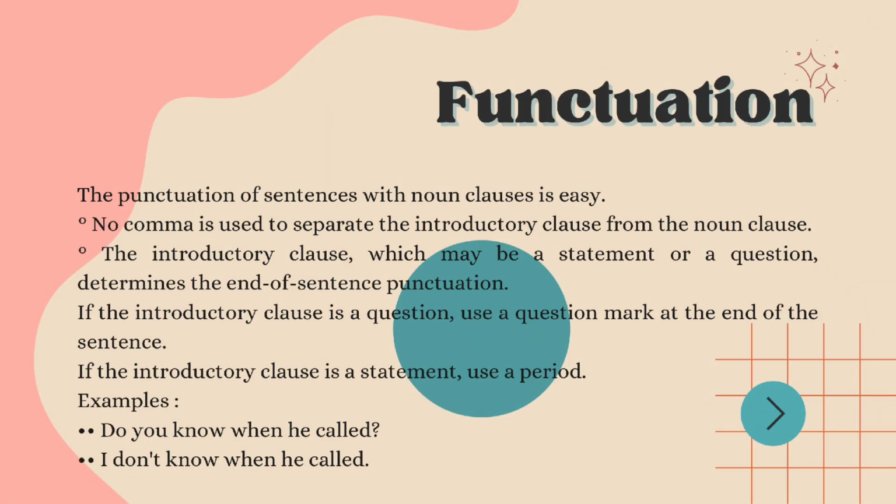Punctuation. The punctuation of sentences with noun clauses is easy. The first is no comma is used to separate the introductory clause from the noun clause. And the second is the introductory clause, which may be a statement or question, determines the end of sentence punctuation. If the introductory clause is a question, use a question mark at the end of the sentence. If the introductory clause is a statement, use a period. For example, do you know when he called? I don't know when he called.